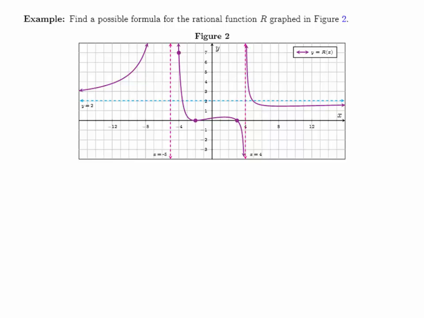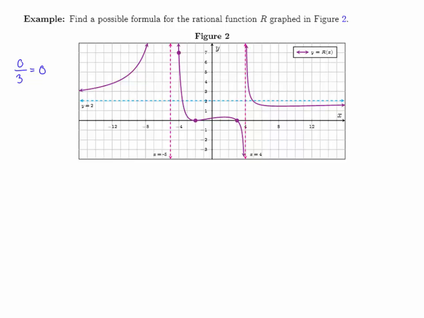In this example, we're going to find a possible formula for a rational function when given its graph. Before we get started, the key that we want to look at is the zeros of the function, and think about what that means in terms of the formula. The key property is that anytime we take 0 and divide it by a number, so let's say we divided it by 3, we would get 0.